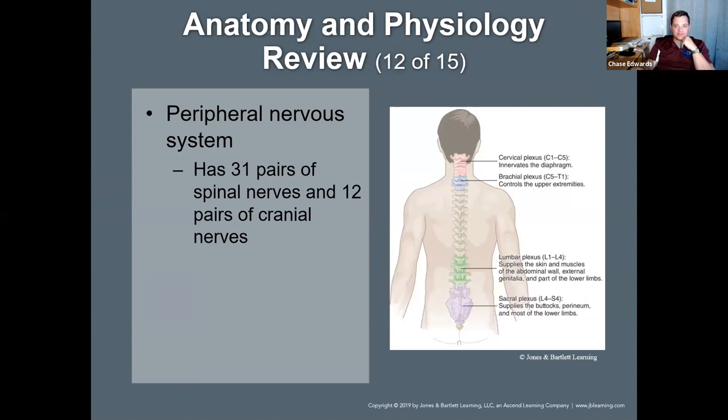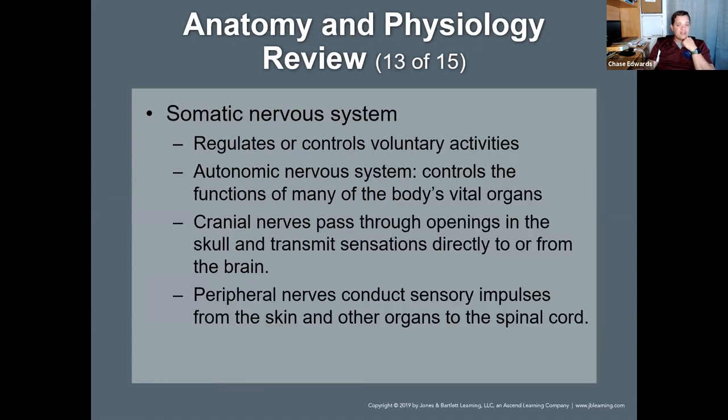All right, the peripheral nervous system has 31 pairs of spinal nerves and 12 pairs of cranial nerves. The somatic nervous system is the part of the nervous system that controls voluntary activities. The autonomic nervous system controls many of the body's vital organs over which the brain has no voluntary control. The cranial nerves pass through the openings in the skull and transmit sensations directly to and from the brain. They also perform special functions in the head and face.